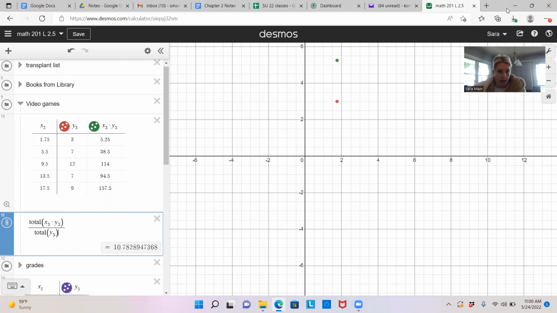It's called a weighted average because we're weighting, for instance, the group that says 9.5 has more weight because there's 12 observations in it.